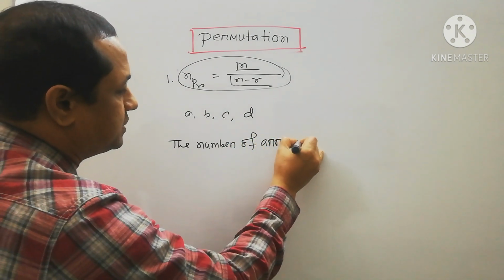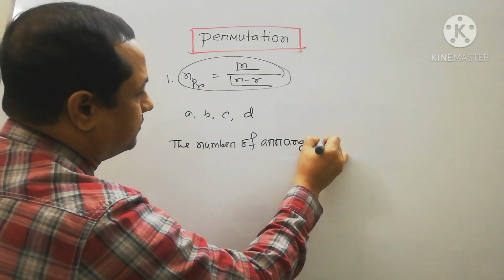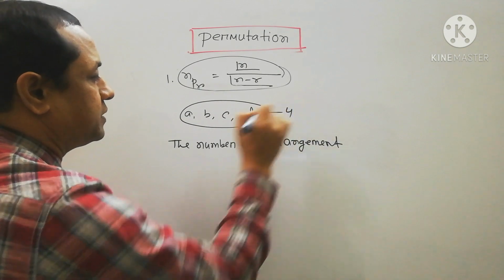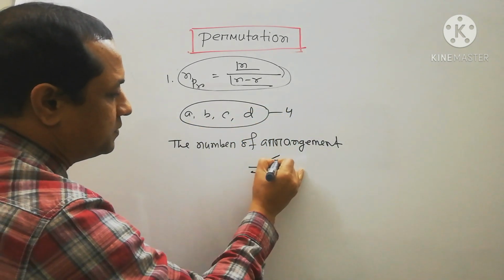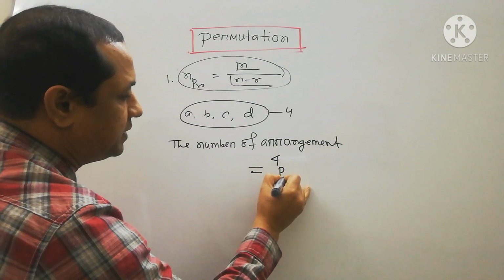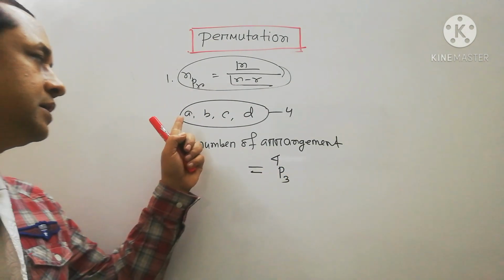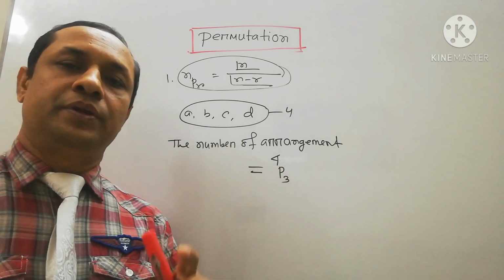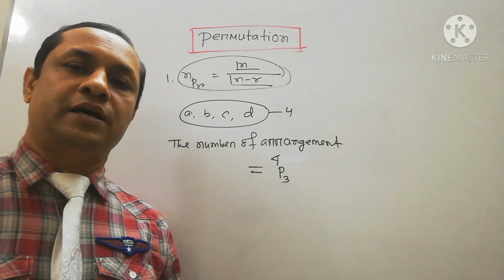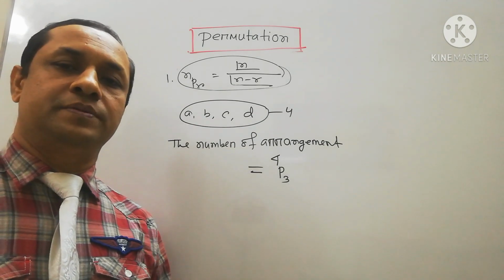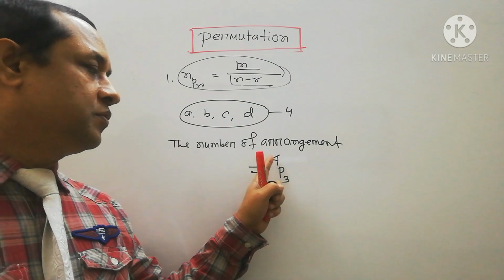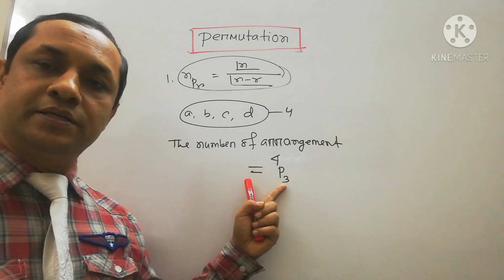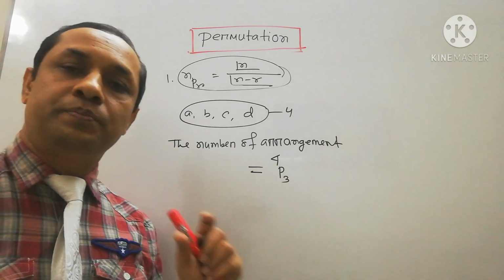Arrangement means permutation. Here the total number of different letters is 4, taken 3 at a time, so it is denoted by 4P3. Attention please, students. Here A, B, C, D are 4 different letters. Now we take 3 different letters at a time, then we can write 4P3. Here the total number of letters is 4 and taken 3 at a time, so it is denoted by 4P3.